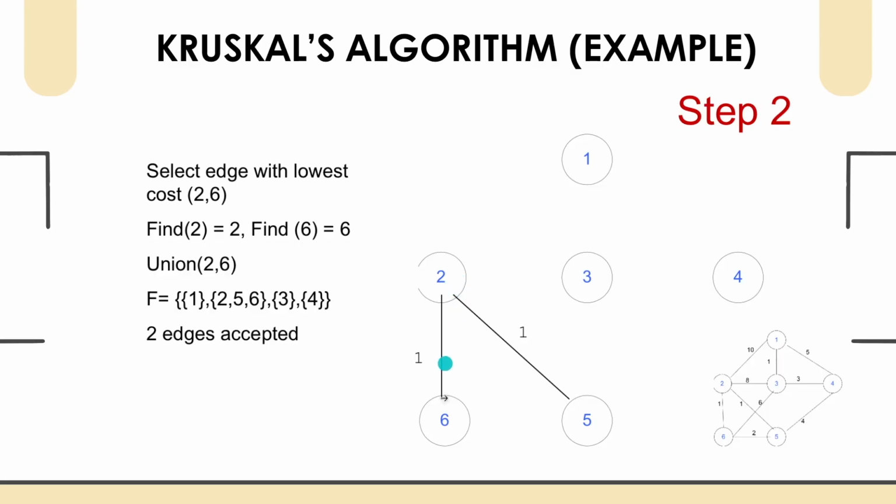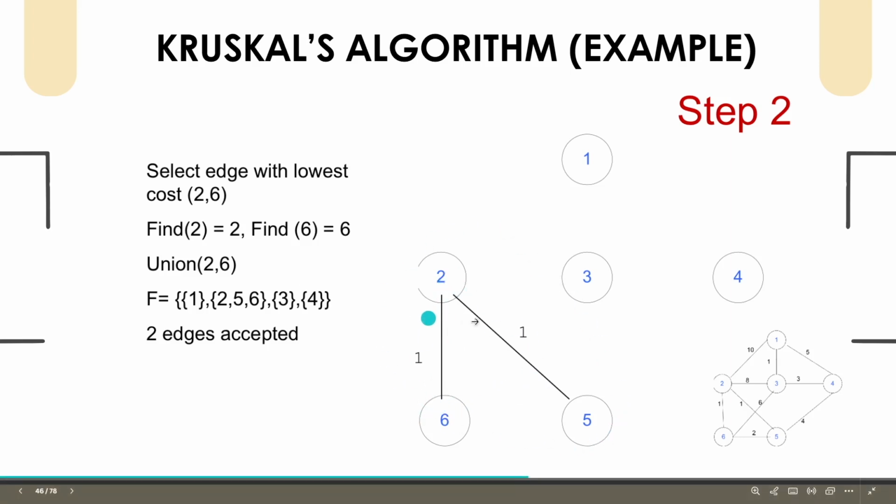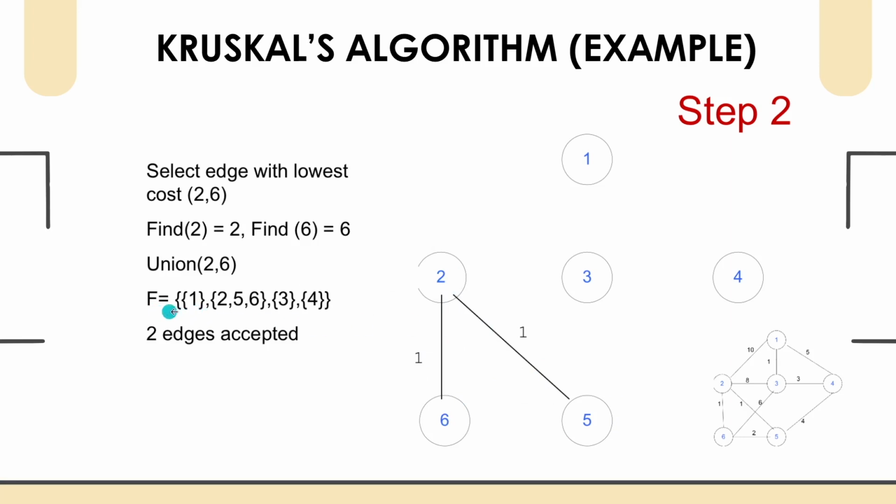In the next step, we again choose the edge with the least cost. We have chosen the edge between the vertices 2 and 6, and we do a find operation of 2. This find of 2 will give 2 alone, and find of 6 will give 6 alone, and we take a union of 2 and 6, and so all these have been linked up. Now we have one component including 3 vertices and 2 edges. The resultant forest would be 1, then 2, 5, 6 as a connected component, and 3 and 4 as separate trees. By this time we have accepted 2 edges to be part of this minimal spanning tree.